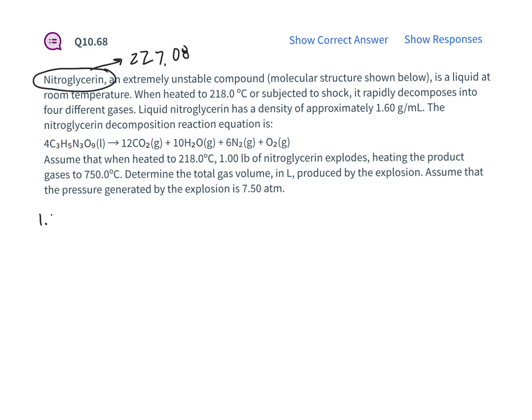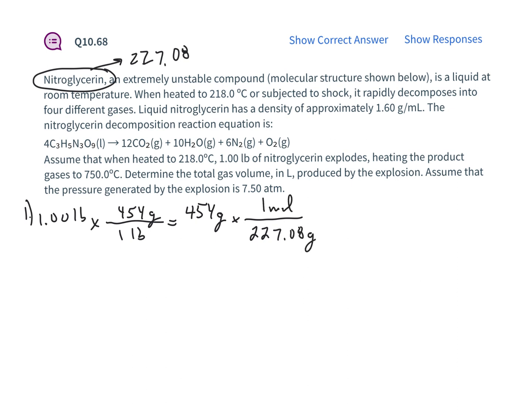So we're given that we have 1 pound of nitroglycerin, and we know that in 1 pound we have 454 grams. So I have 454 grams of nitroglycerin. Now I can find moles of nitroglycerin. We know that nitroglycerin is 227 grams per 1 mole. That's the molar mass of nitroglycerin. So 454 divided by 227.08, and we get very close to 2 moles of nitroglycerin.